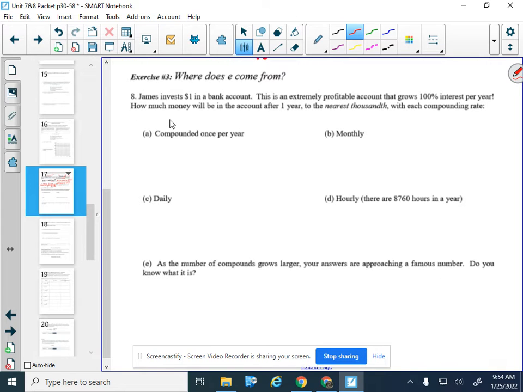So that leads to our next question, where does e come from? We have this number e that shows up in the middle of our problems, and all of a sudden, it's irrational. So we're going to see where that came from. So we have a really specific situation. It says James invests $1 in a bank account. So that means my p-value is $1. This is an extremely profitable account that grows 100% interest each year.